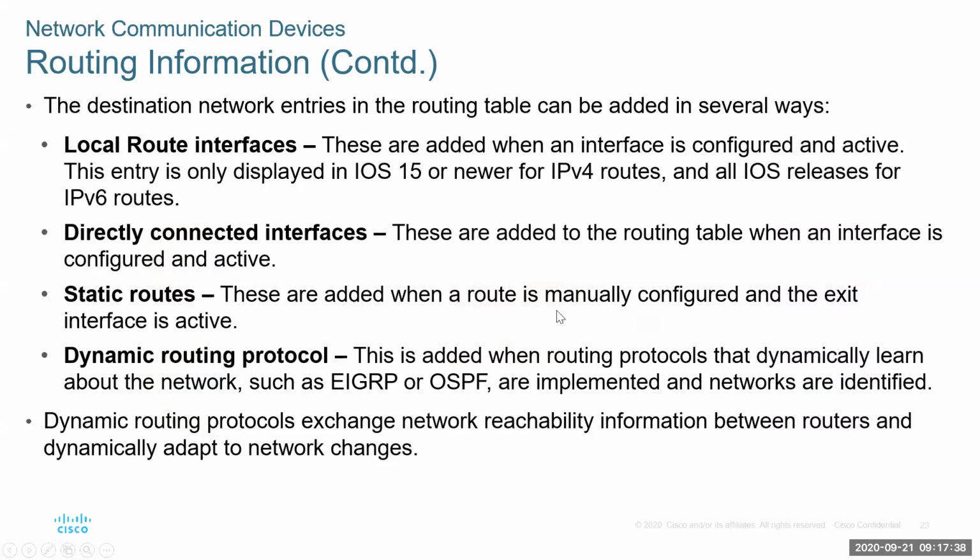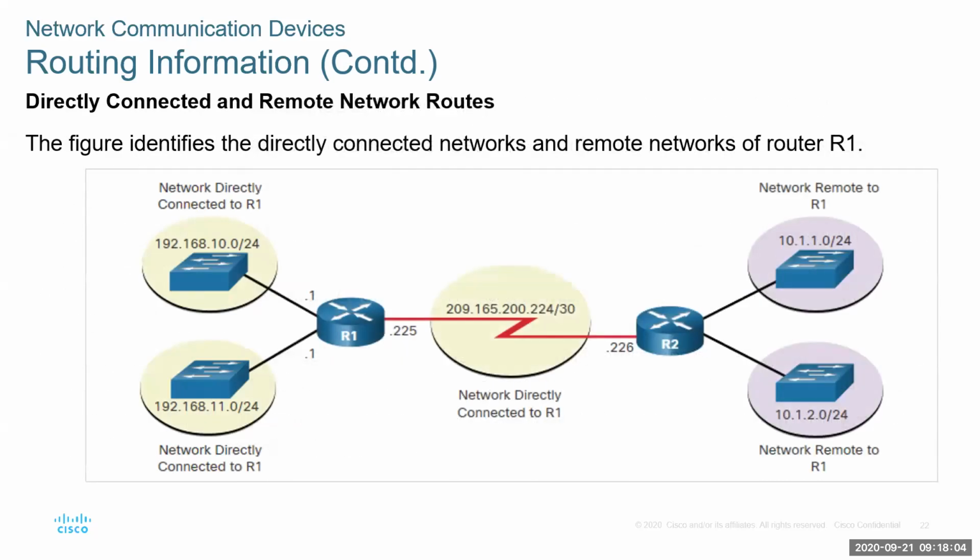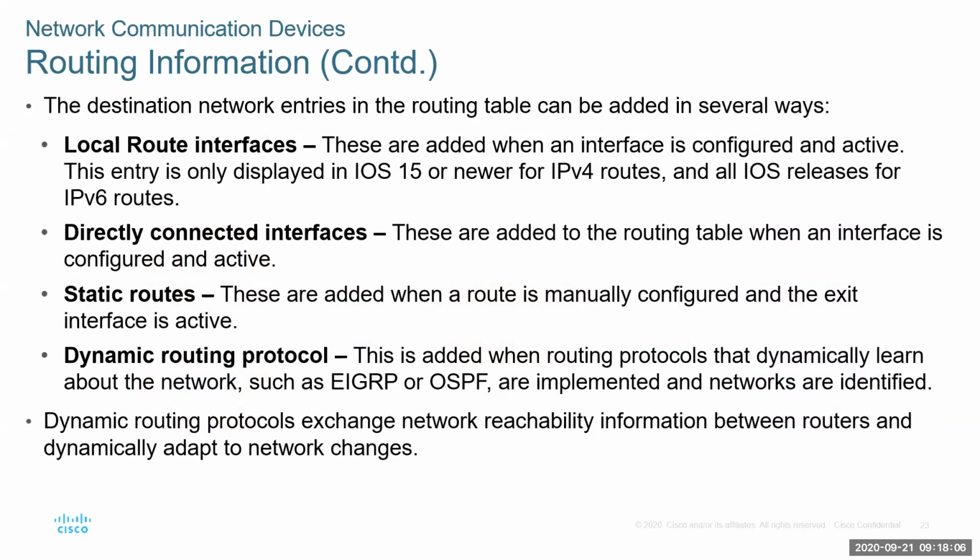So local route interfaces are added when an interface is configured and active. This entry should only be displayed in iOS 15 and newer for IPv4 routes, and in all iOS releases for IPv6. You have directly connected interfaces. These are added to the routing table when an interface is configured and active. Again, they're referring primarily to Cisco type routers here, but this would be applicable across all different router types. So if you're using Junipers, etc., you would have the same methodologies happening on those routers.